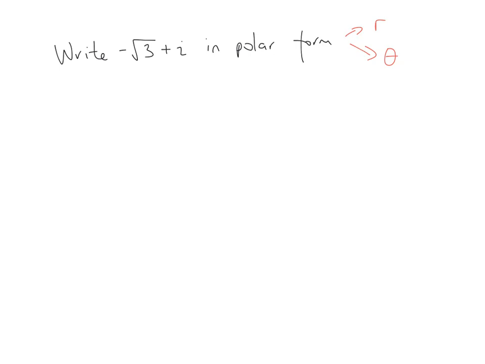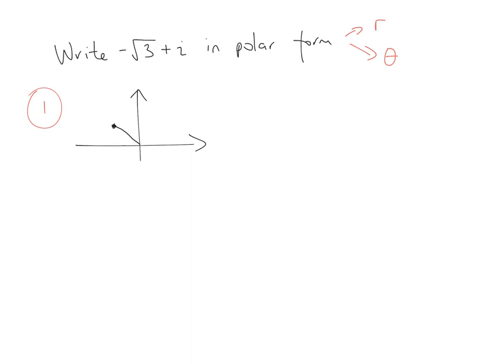So what I would suggest you do as your first step whenever you want to write something in polar form is you draw a quick sketch for yourself to imagine which quadrant it's in. So minus root 3 plus i. So I know I'm going to be over here on the left hand side in the negative sense of my real numbers, and then I'm going to be up here in the positive sense of my imaginaries. So roughly speaking, that is where our complex number is going to be located.